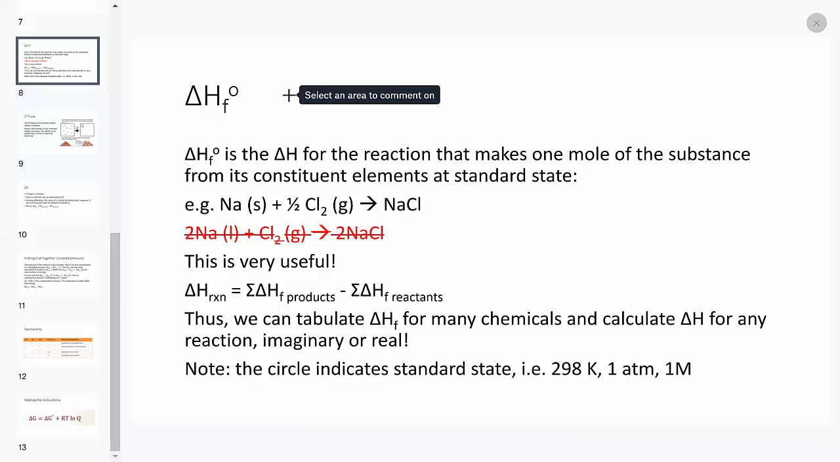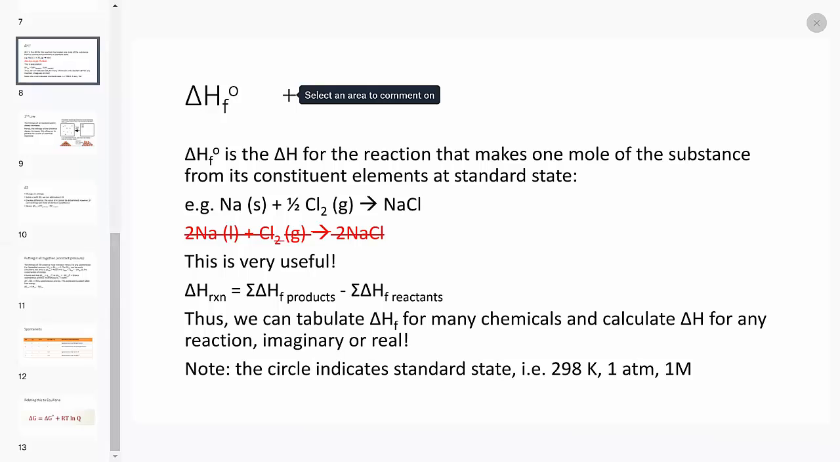Okay? So delta H of formation, and the circle is often called naught. So delta H of formation naught is the delta H for the reaction that makes 1 mole of the substance from its constituent elements at standard state. So 1 mole of the substance, okay? This means you will often have some weird fractions in your equation, but that doesn't matter. All that matters is that the product is what you want, and there's 1 mole of it.